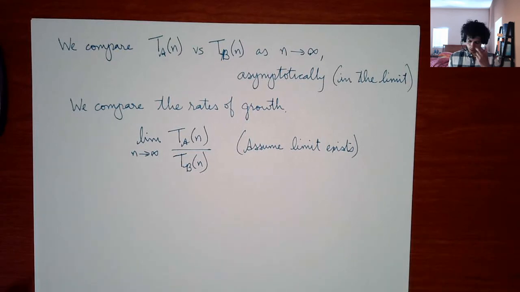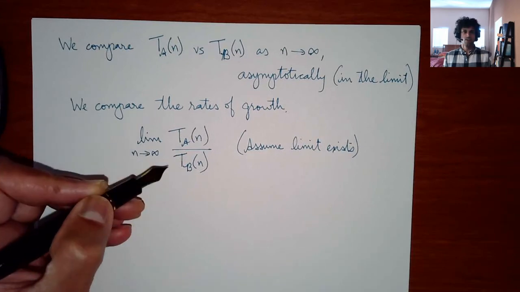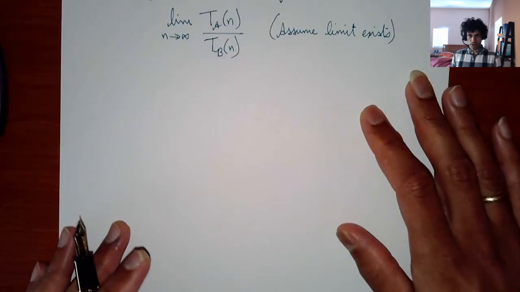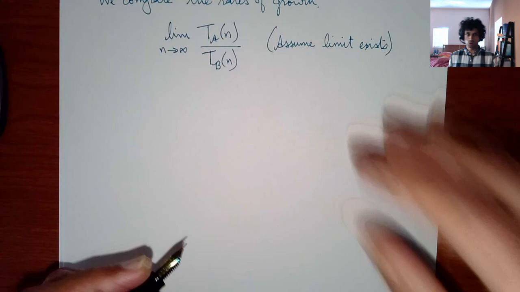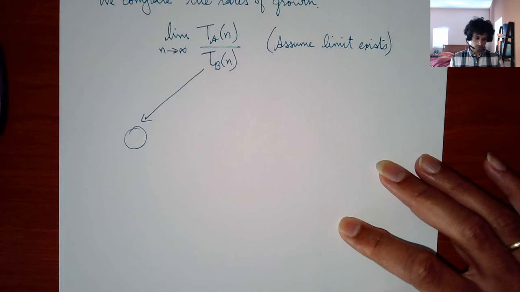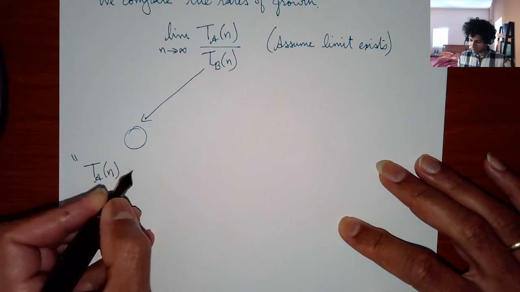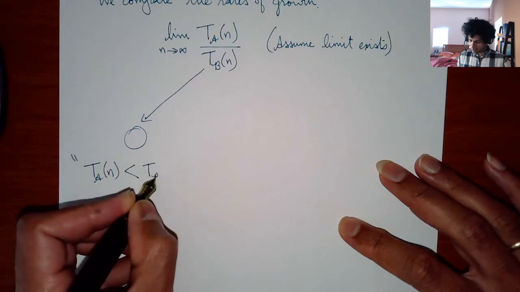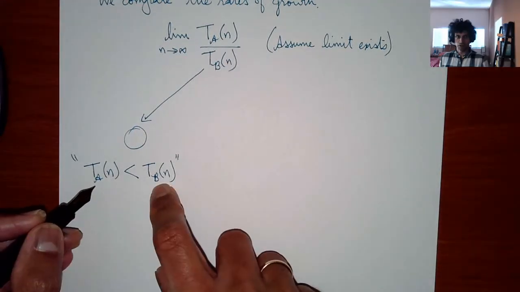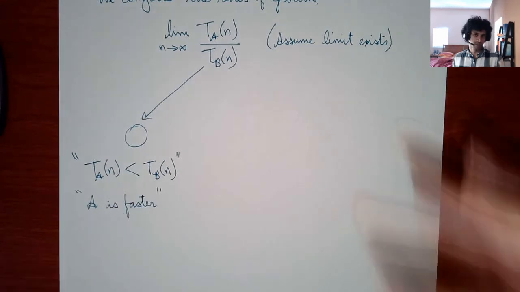So you have these two functions. This is the worst case runtime of selection sort. This is the worst case runtime of insertion sort. And we're trying to compare them. Now, what could happen to the limit? We're going to break it up into three cases. So one is, the limit is 0. If the limit is 0, we're going to interpret this as saying T_A of n is less than T_B of n. This is like saying that if the limit is 0, then A is faster than B. Okay, I'm putting this in quotes because this isn't a formal statement.